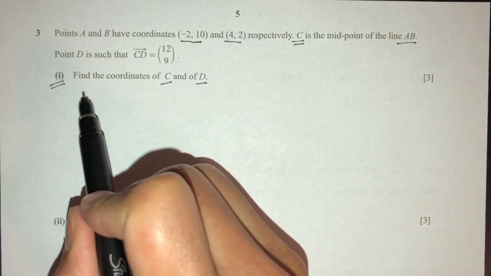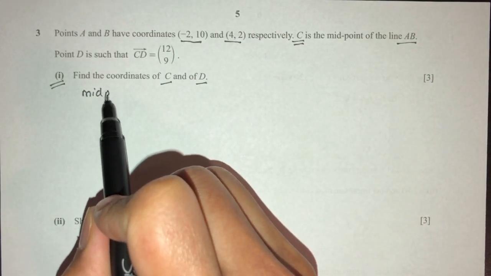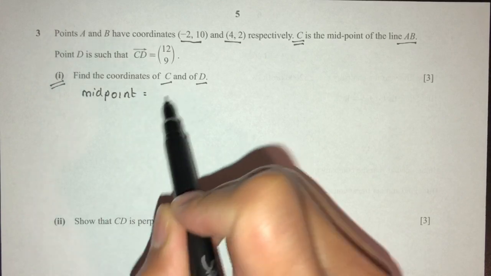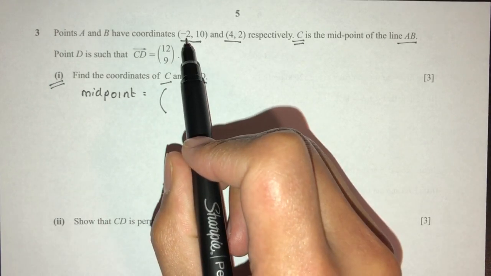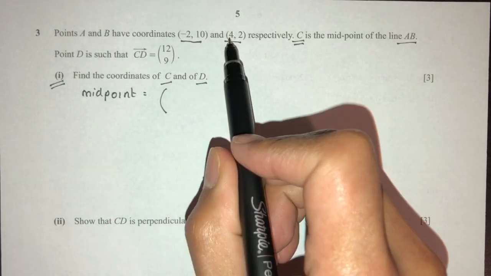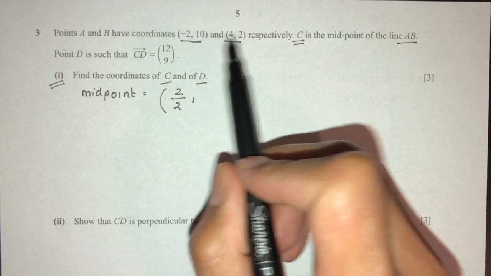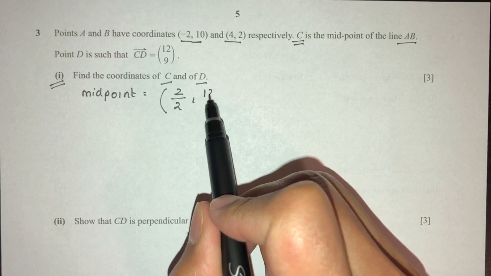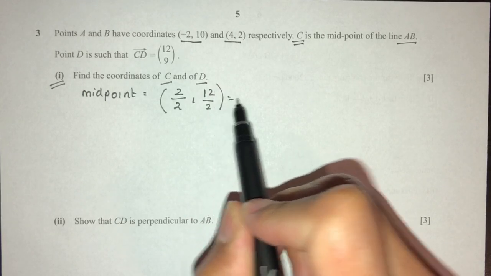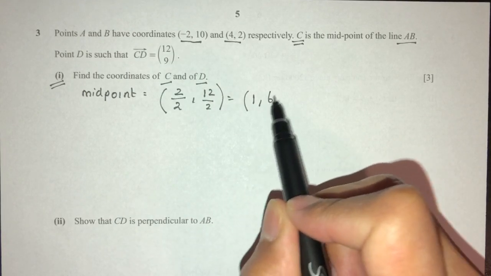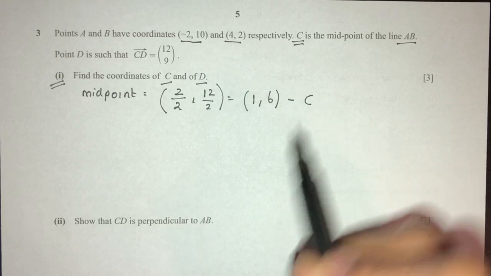So pretty easy. Midpoint, we have to use a formula, which is x1 plus x2. So x1 plus x2, minus 2 plus 4 is 2, divided by 2. y1 plus y2, that will be 12 divided by 2. That will be 1 over 6. And that is your point C.